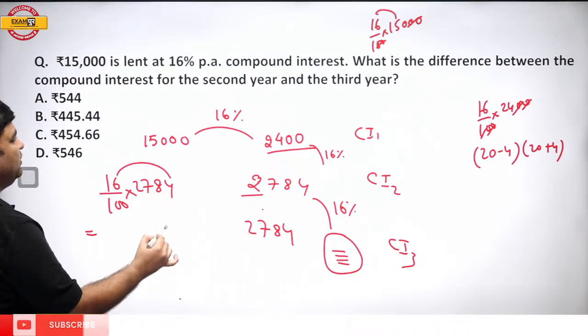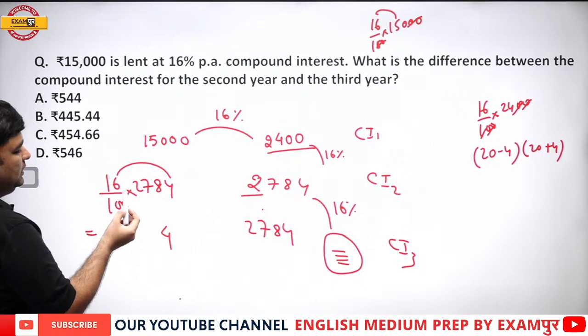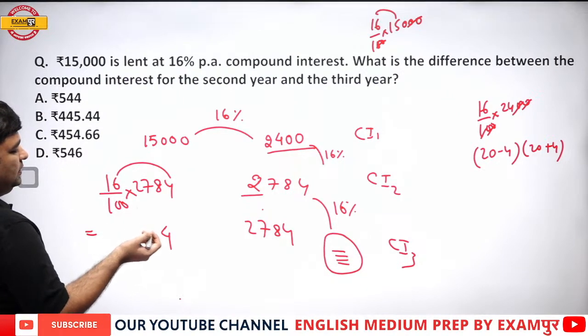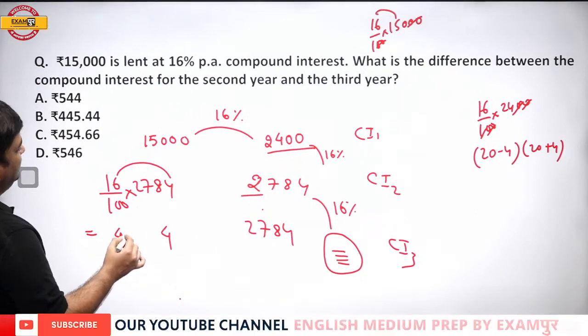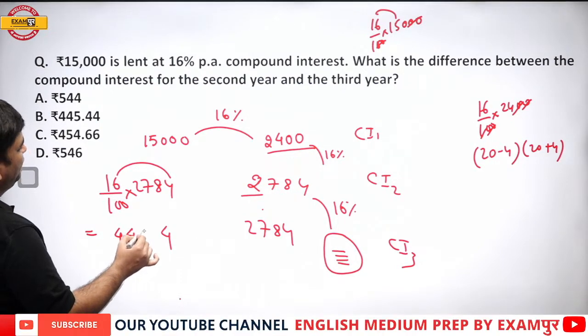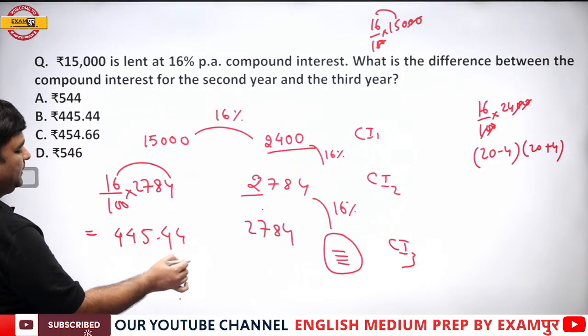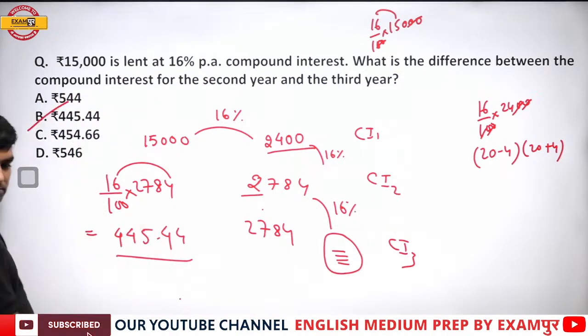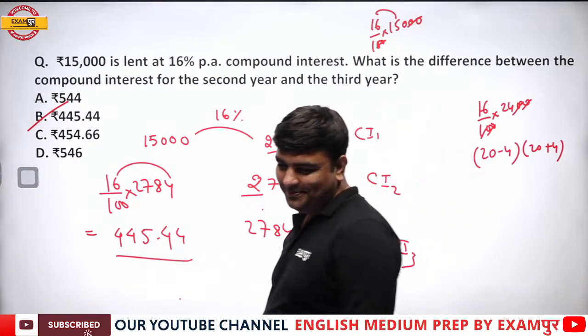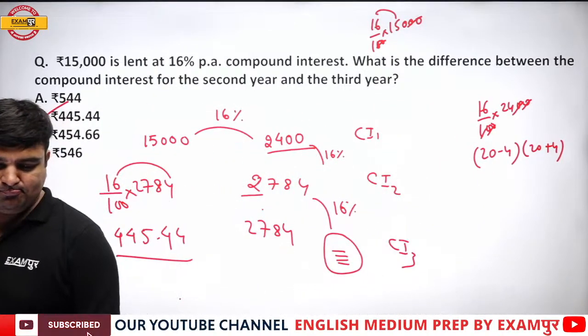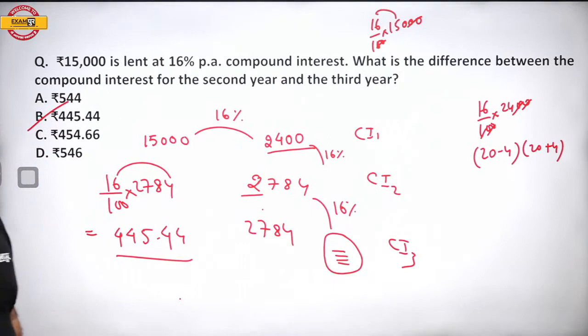7 4 is 24. Then when you solve it, I think you will get 445.44. Clear?